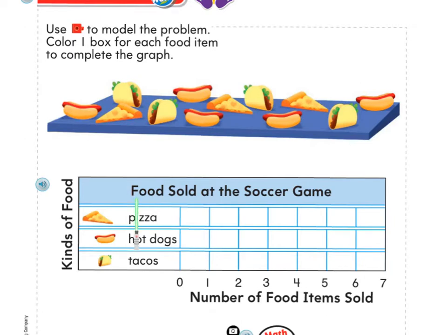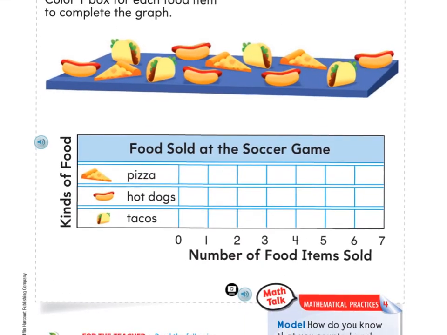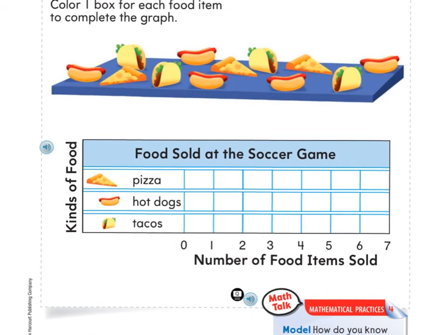So they already labeled this graph for us. It says food sold at the soccer game. That's the question we're answering, right? We have kinds of food as our label over here, and we see the kinds of food are pizza, hot dogs, and tacos. And then down here we have number of food items sold, and then we have our numbers to go with that. So I'm going to start out with pizza.